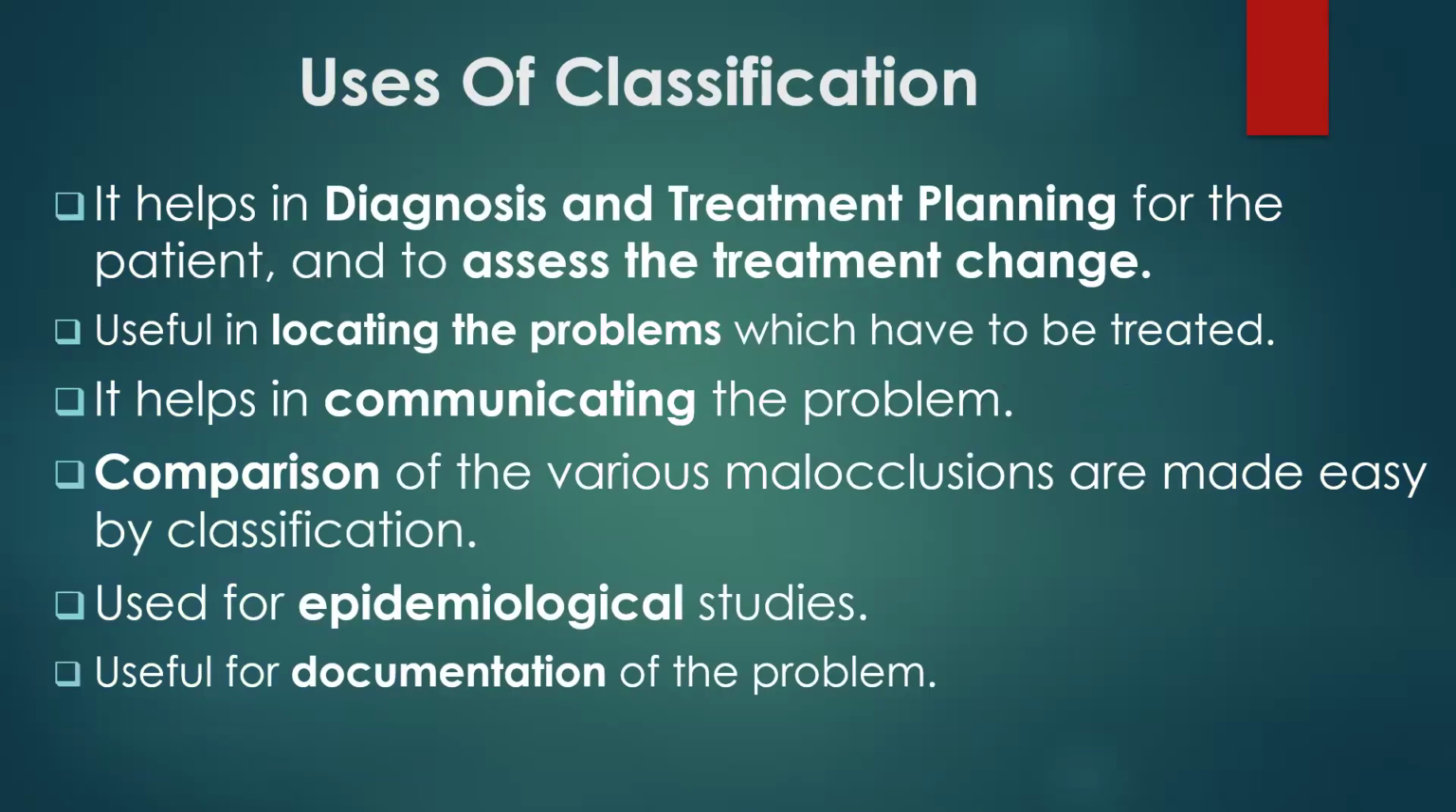What is the use of classification? In general terms, it is useful in diagnosis and treatment planning, and also after treatment we can assess how the treatment has benefited the patient. It is useful in locating the problems, and classification helps in communicating the problem. Comparison of malocclusion is usually based on a uniform classification, using epidemiological studies, and for documentation of the problem.